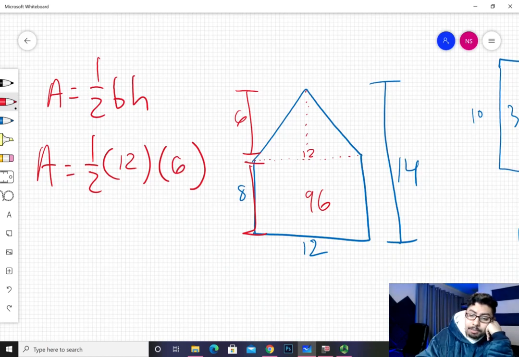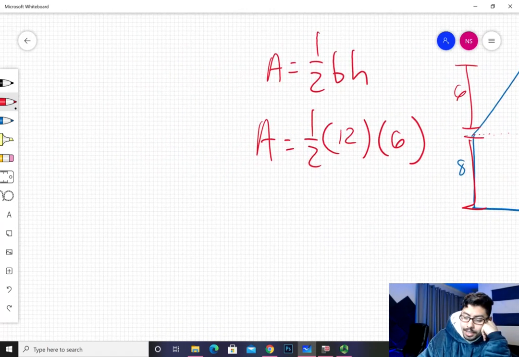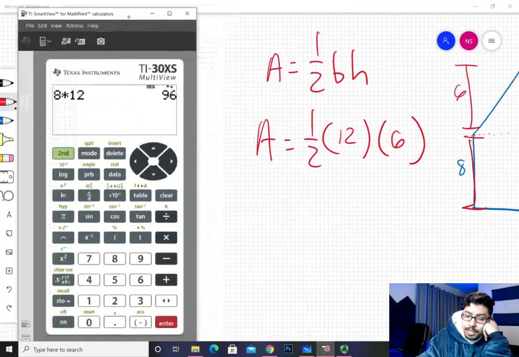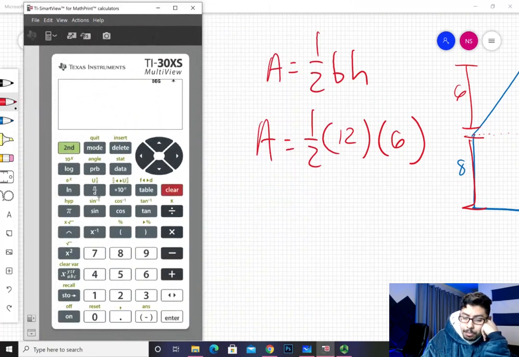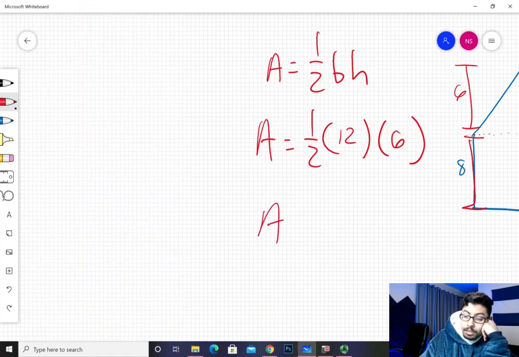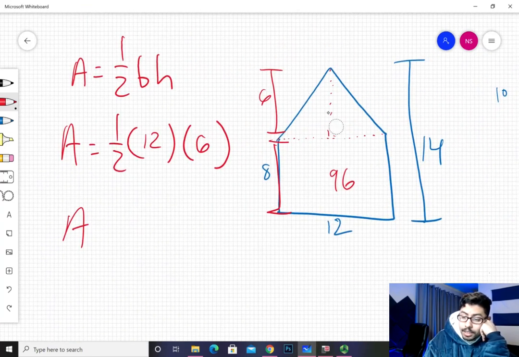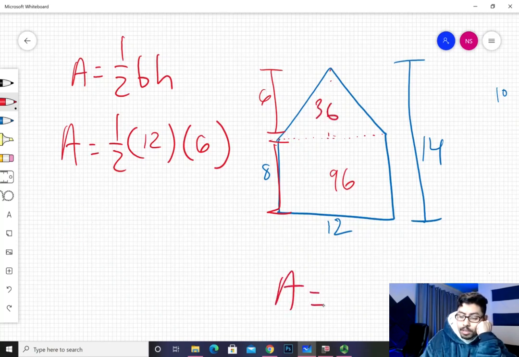And then all you got to do is take out that trusty calculator of yours and then just put everything exactly the way it is. 1 over 2, 12, close parentheses, 6. Next thing you know, the area of the triangle is 36. What would be your final step that you need to do?